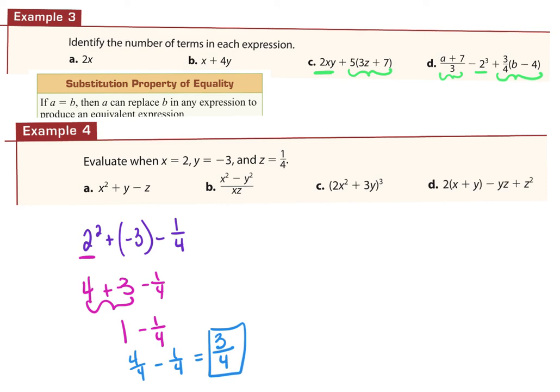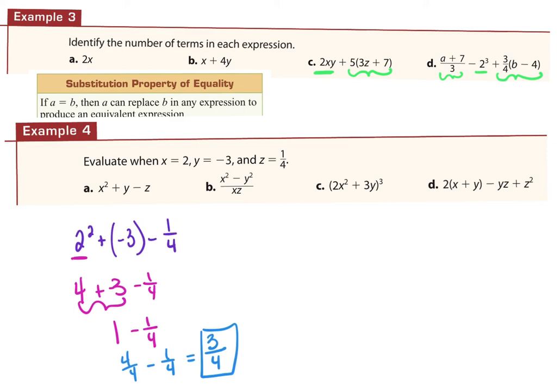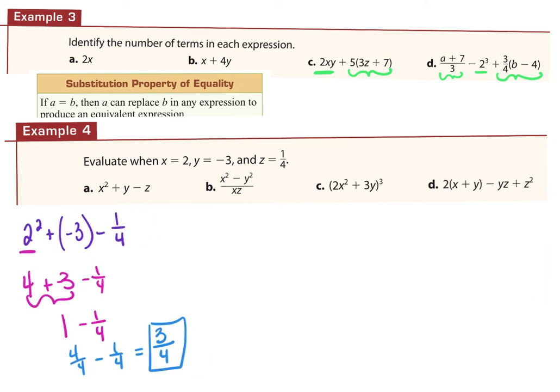That one wasn't so bad. Let's look at the next one. The reason I'm choosing to do the next one here is because I'm going to have a fraction thrown in a fraction. So once again, I have x squared, that is 2 squared, minus y squared. Y is negative 3. Here's where I'm going to want to make sure I do that guy right there, because that will make a difference.